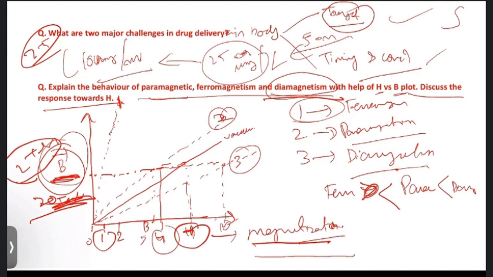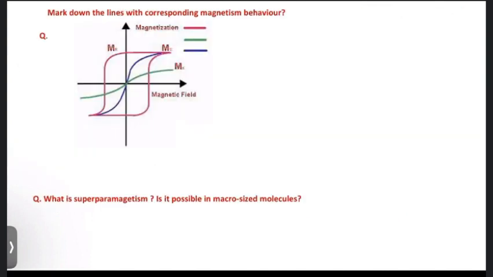Yes, ma'am. Okay. Now mark down the line with the corresponding magnetism behavior. So there are 3 colored lines. You have to tell me which of them belongs to para, which belongs to ferromagnetism, and which belongs to paramagnetism.